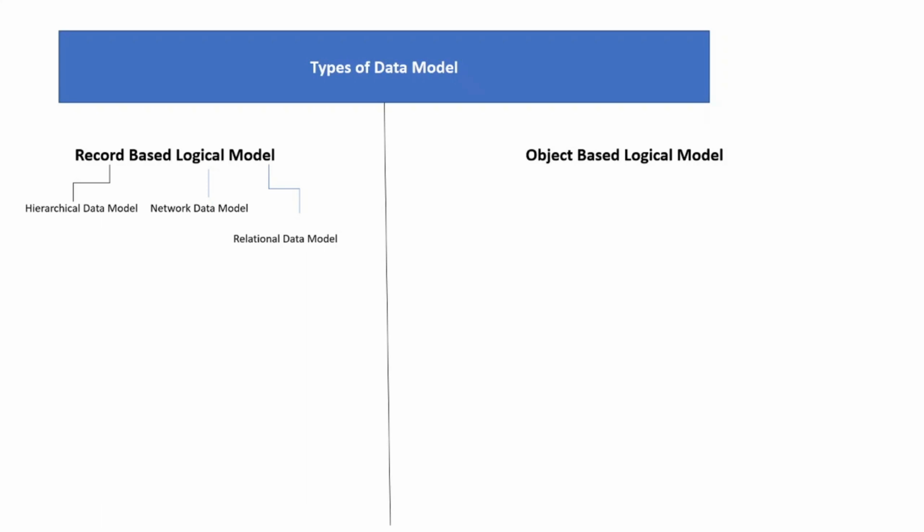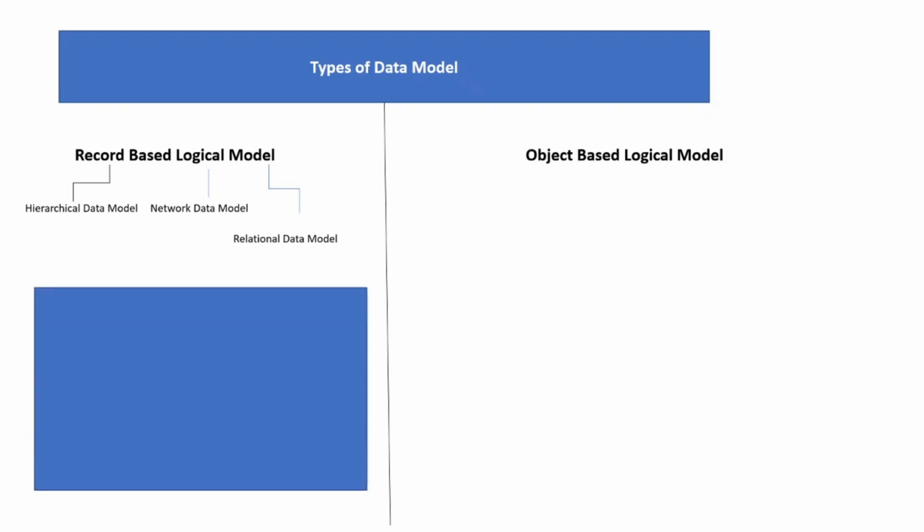The relational data model is something that we are still using vastly. In this model, there is a database and there are multiple tables, and each table is in relation with another one within that particular database. We will learn more about relational data model as we progress in this course. For now, let's look at the object-based logical model.